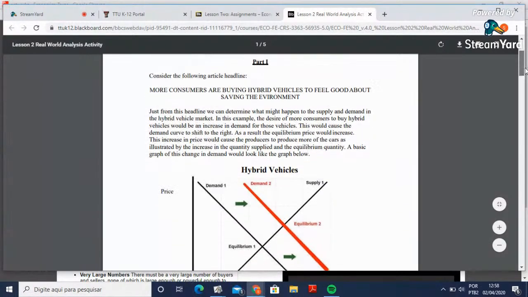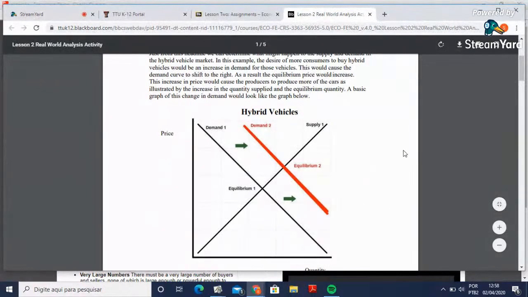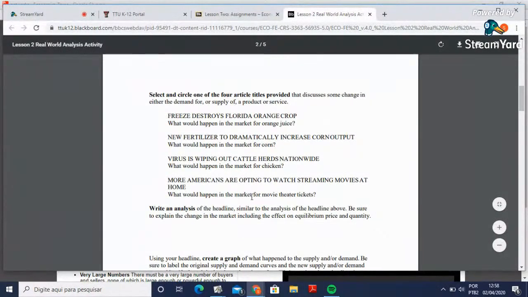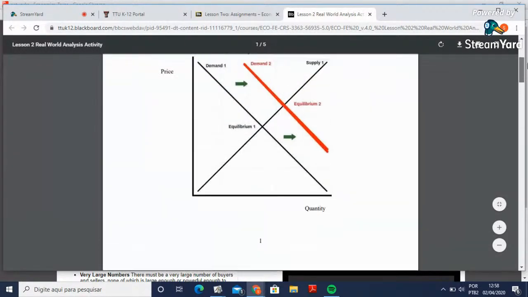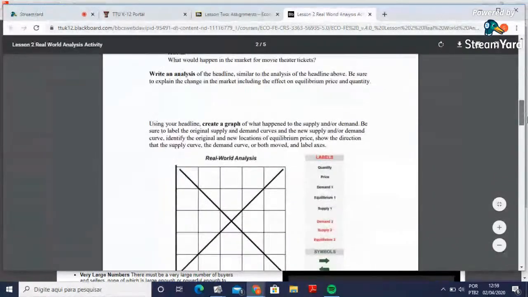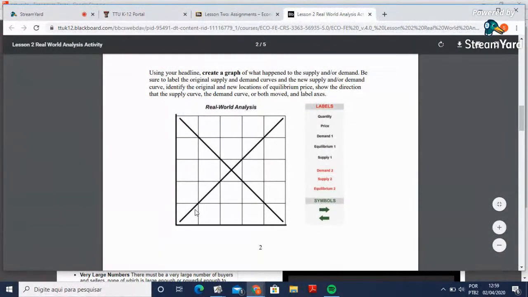Okay? I'm also going to complete my graph according to my headline. Which headline do I work on? They gave you 4 headlines to choose from. Choose one headline. Read the headline and write your analysis, like this one here. Okay? After you write it, you have this graph already. Don't forget to label everything. Okay? Price, quantity, supply, demand. This is in black. Equilibrium, it's here in black.